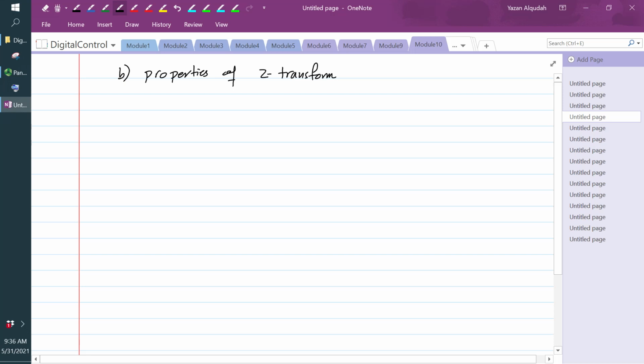So the first property is addition and subtraction. What this says is, if I have two signals f of k plus or minus g of k, and I want to take the Z transform of them, this is going to equal the Z transform of the first signal plus or minus the Z transform of the second signal.